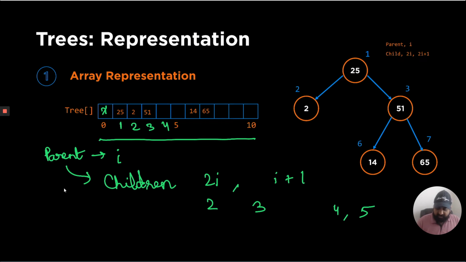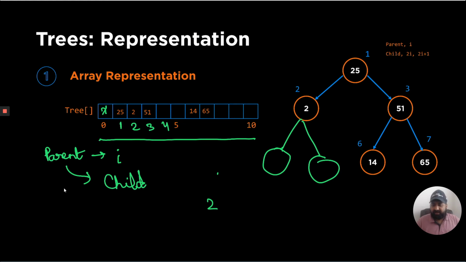This approach makes a lot more sense when we talk about perfect trees. Just a reminder, what are perfect trees? They are trees which are completely filled at each level L, which is, they have both children at each level. So 25 will have two children, 2 will have two children, and so on. This is an example of a perfect tree. In that case, an array representation makes sense because we are not wasting any space.